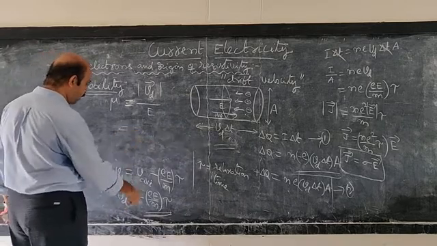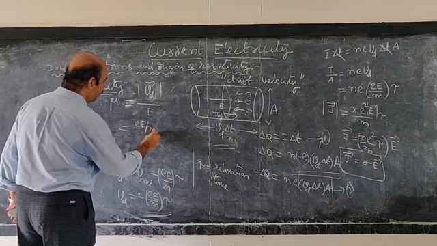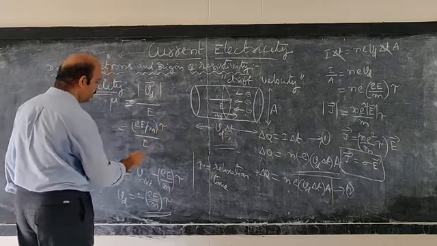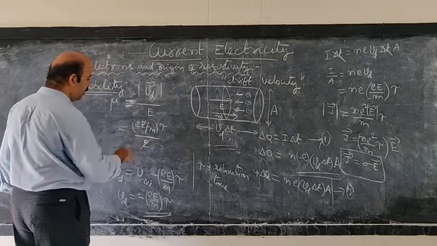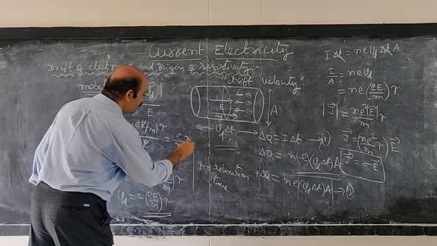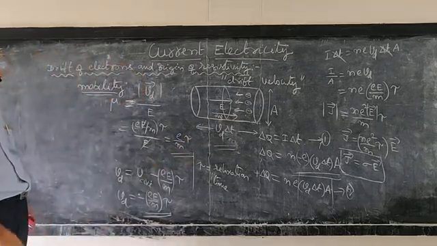The magnitude of this is small e capital E by m into relaxation time by electric field strength. So this electric field strength gets cancelled, giving e by m into tau. So that is the formula for mobility of charge carriers.